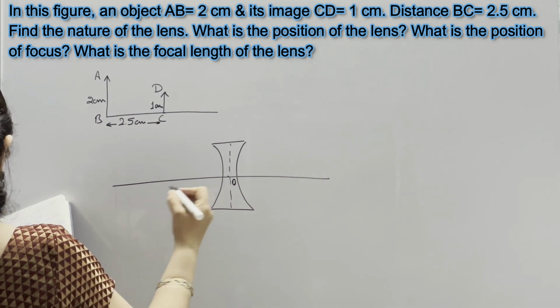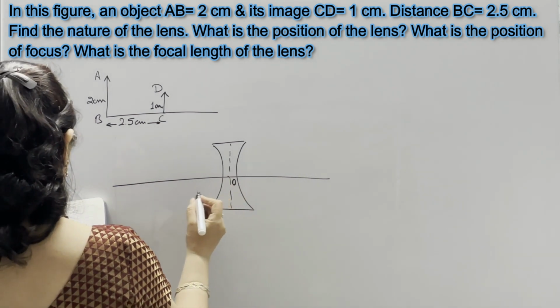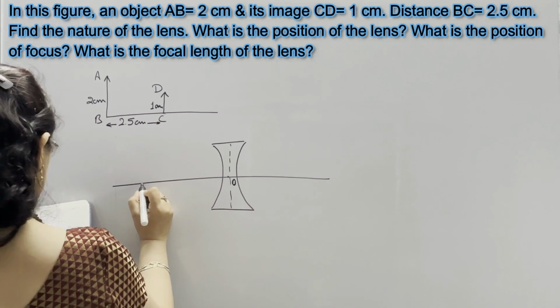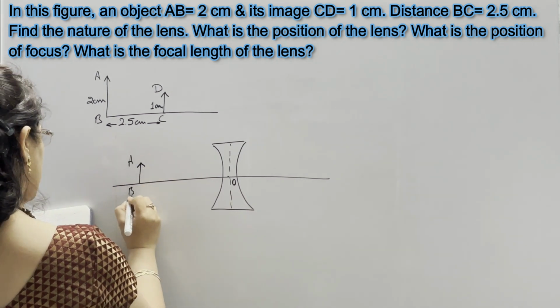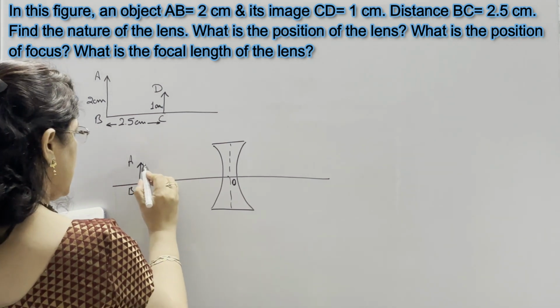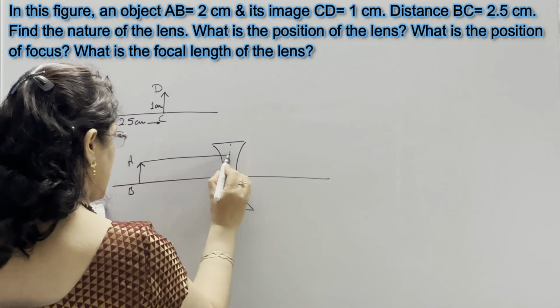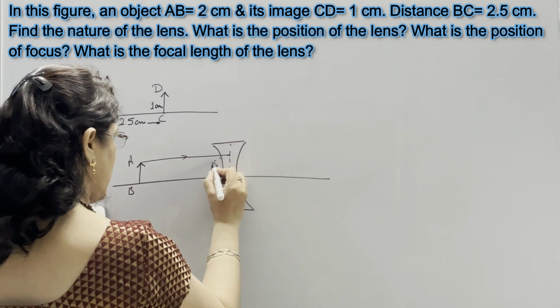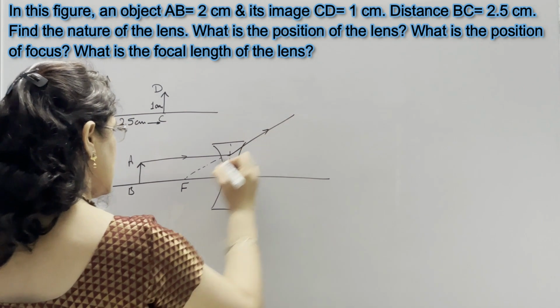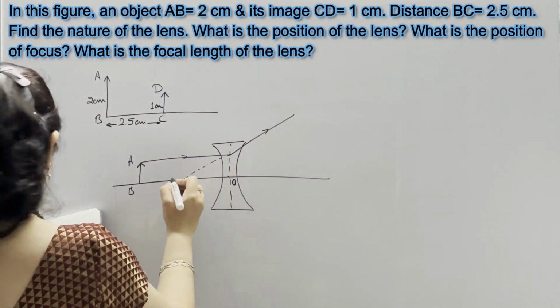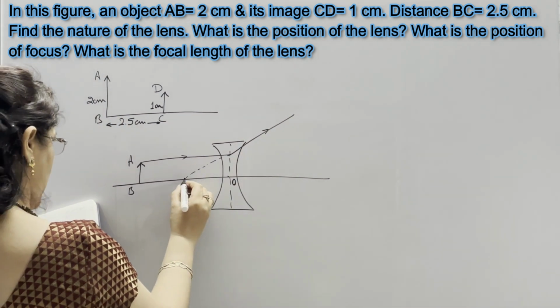Now, position of the focus. Position of the focus is at point F. We know that here the object is placed at this point AB of 2 centimeter height. Then the ray which is coming parallel to the principal axis will diverge from the point which is known as focus. So this is our focus. This is the third part. We have to find the focus at point F.